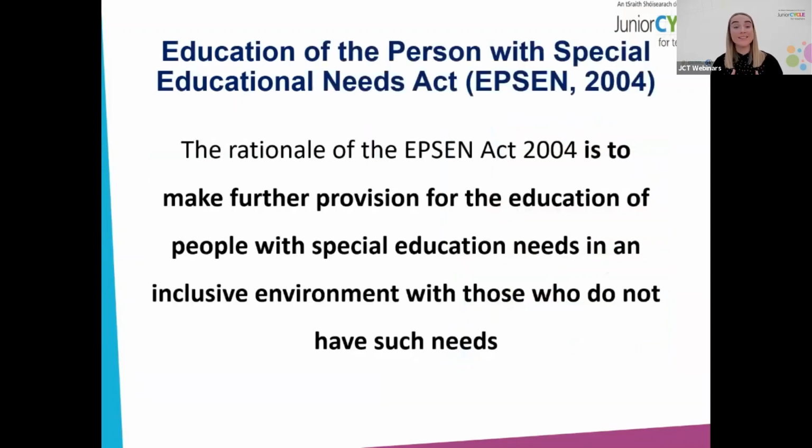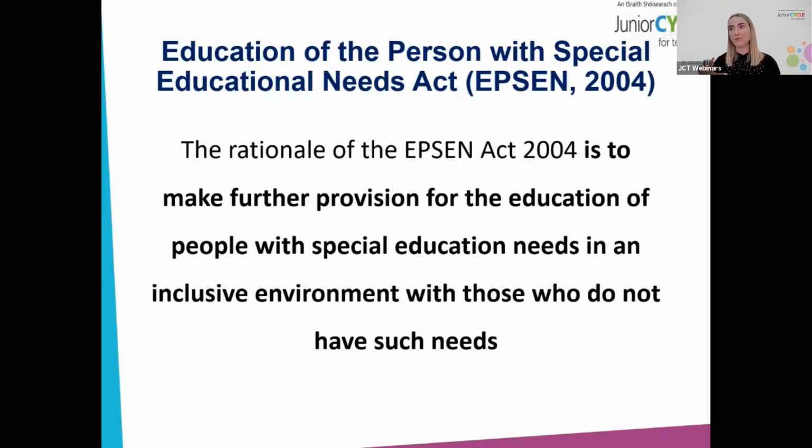I think it would be remiss of us at any event that is related to inclusion not to mention our Education of Persons with Special Educational Needs Act, commonly referred to as EPSEN. So EPSEN in 2004 is a very important piece of legislation that was stating the provision of education for people with special educational needs in an inclusive environment alongside those who do not have such needs. So I suppose the reality of where we've seen this in our day-to-day lives or in our society has probably been in the opening of special classes in mainstream schools at both primary and post-primary level. Probably more common at primary level, where a number of special classes would have opened in recent years.